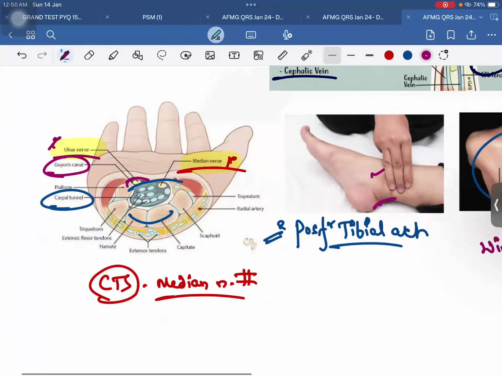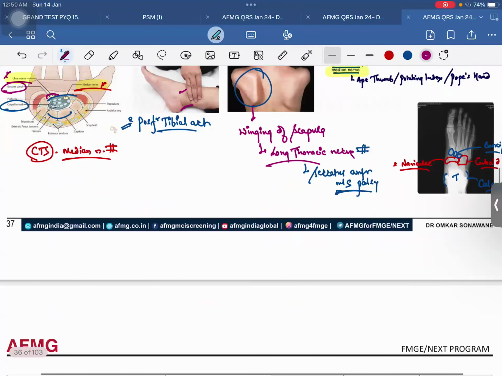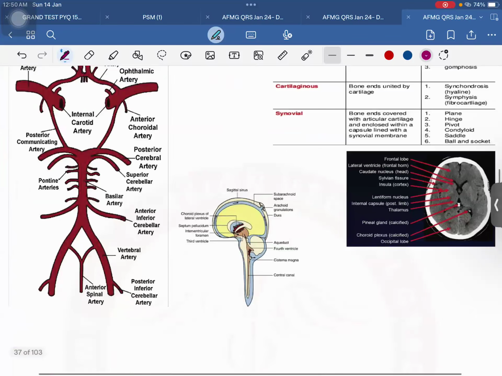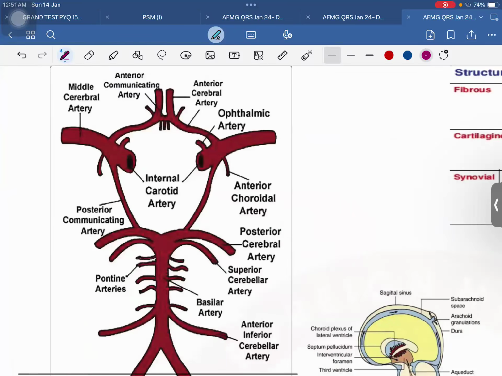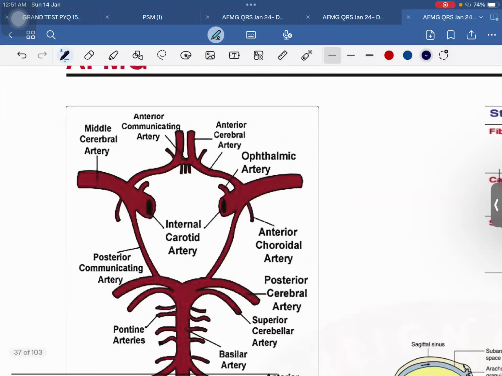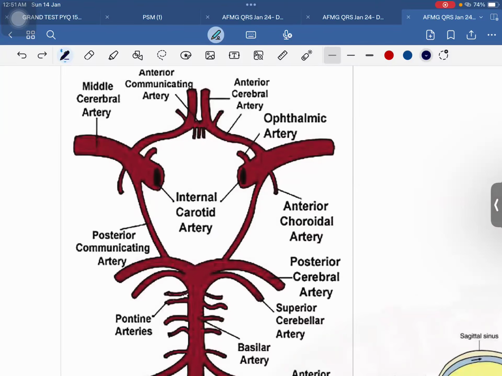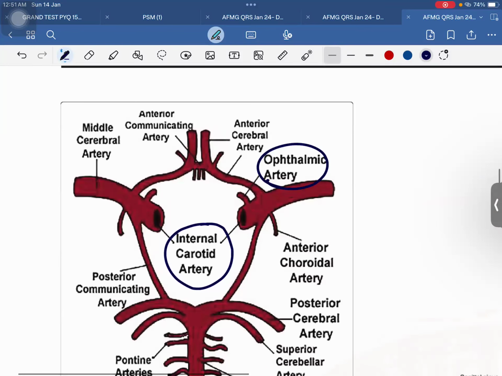Okay. Next important, this is nothing else but the circle of Willis, beta. So we know circle of Willis is formed by what? So first of all, we have this internal carotid artery, beta, the first branch of the internal carotid artery, beta, it is going to arise. That is known as the ophthalmic artery, right? Then definitely the largest or the terminal branch of the internal carotid artery is known as the middle cerebral artery, beta. Okay, so internal carotid artery gives away the ophthalmic artery, gives away the anterior cerebral artery, and then it forms the middle cerebral artery.